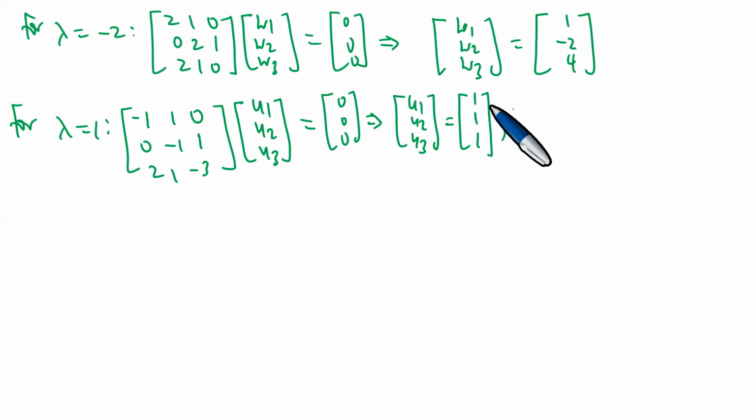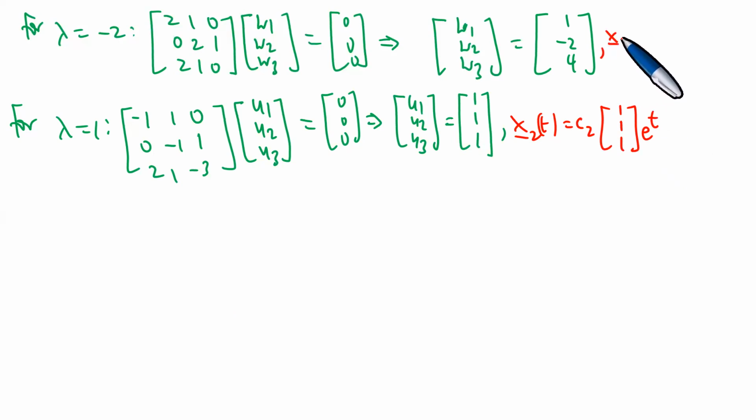Okay, and therefore this means that... let me use a different color. So if I use red, just to make sure it's very different, you would have therefore the solution. I'm going to call this one x2 of t, and x2 of t is going to become c2 (1, 1, 1) e to the t. X3 of t is c3. So it's this one, the vector.